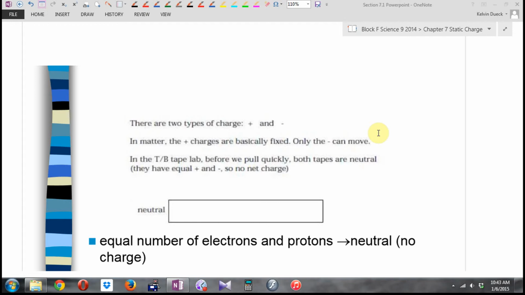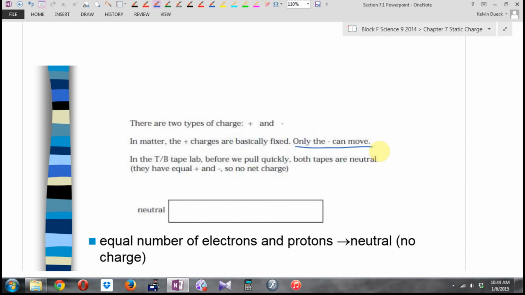So it says there are 2 types of charge. Fill this in. Figure out where we are. In the notes, second line below the big box there, plus and minus, positive and negative. And in matter, the positive charges are basically fixed. Turns out only the negative can move. We can, with fancy technology, now move protons around, but it took splitting the atom and particle accelerators and stuff like that. Moving electrons is as simple as a piece of tape on another piece of tape yanking it off.